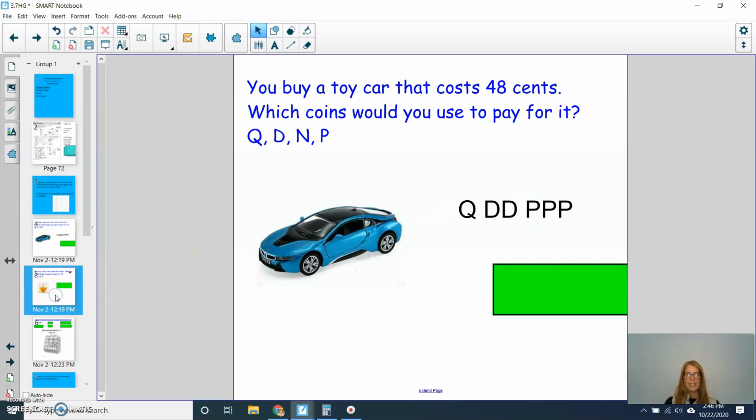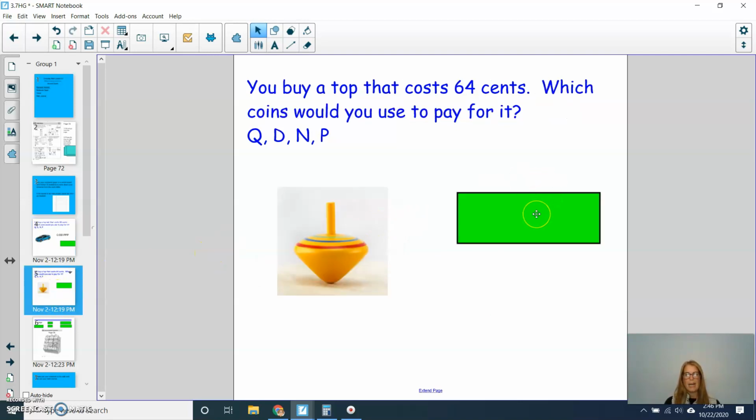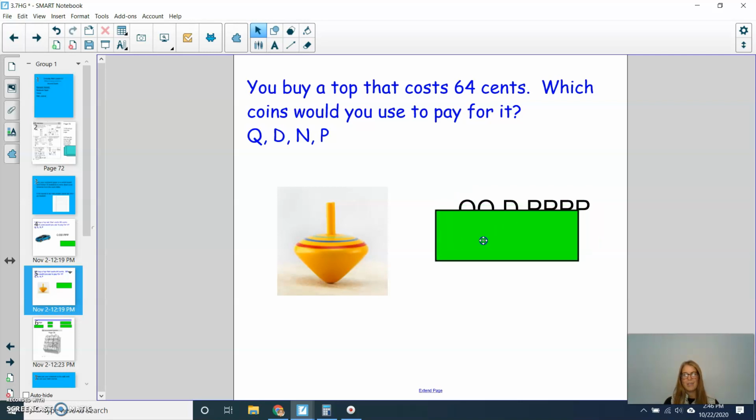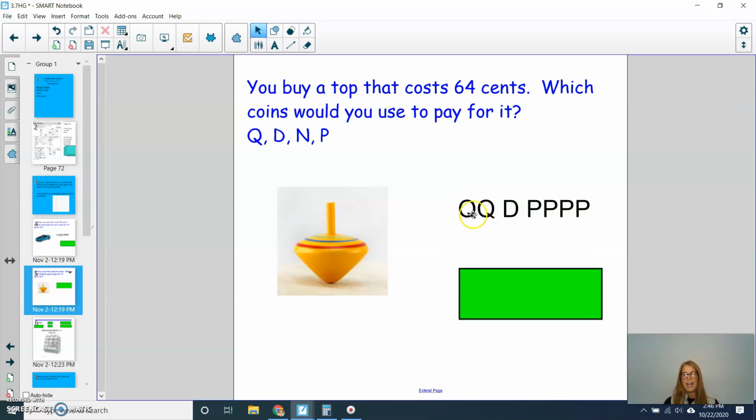Let's try one more like this. You buy a top that costs 64 cents. Which coins would you use to pay for it? Press pause and then play when you're ready to check. All right, second graders, there's more than just one right answer, but the answer that I picked today, I used 2 quarters, which would get me to 50, a dime, which would bring me to 60, and then 4 pennies would bring me to 64. So just double check to make sure that your way also equals 64 cents.